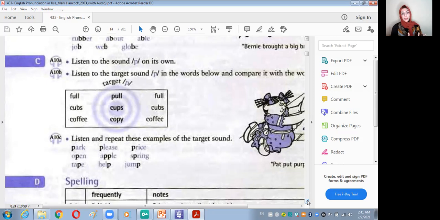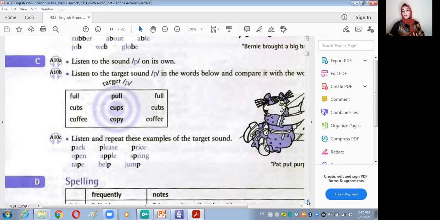But in case we have a voiced consonant like cubs, here the S turns to be voiced, so it turns to be the Z consonant sound in order to agree with the preceding vowel sound. Okay, this is very important and we're going to discuss it again later, so bear it in your mind.